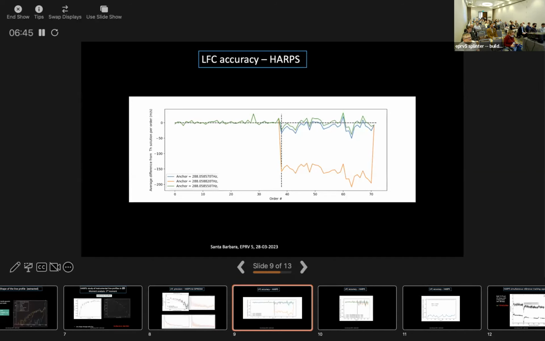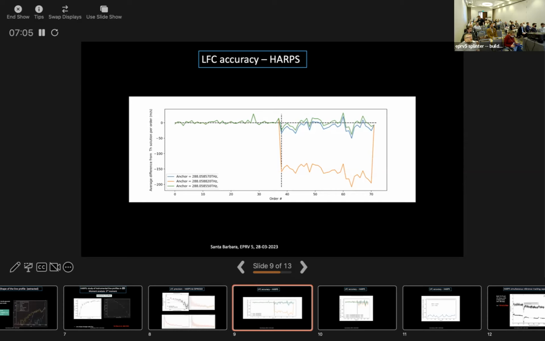This is one thorium for reference. It's not the same one I'm using here. This is why it's not 0. But what I see at the beginning, taking the number at face value, is the difference that I have between the laser frequency comb and the thorium wavelength solution. And this is at 180 meters per second.